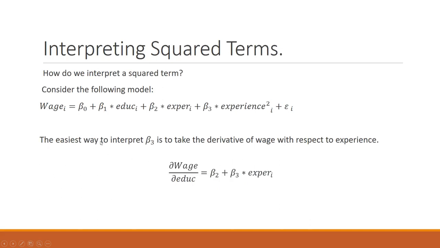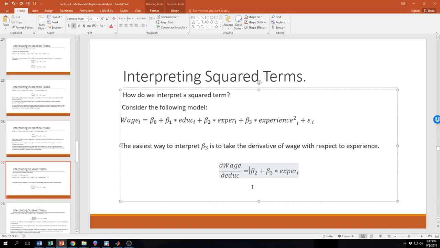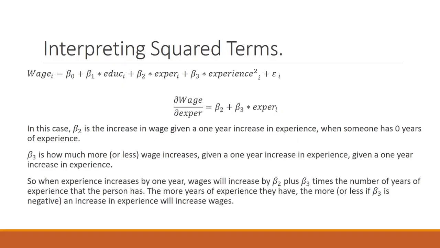Again, looking at the model that has this experience squared, the easiest way to interpret beta 3 is to take the derivative of wage with respect to experience. Okay, actually, I need to correct a typo here. This should be experience. Okay. All right, so when we take the derivative with respect to experience, in this case, beta 2 is how valuable experience is to you when you don't have any experience. So this is basically, how important is that first year of experience? Well, I bet 1 year of experience is going to be worth a lot. Your first year of experience is going to increase your wages quite a bit.